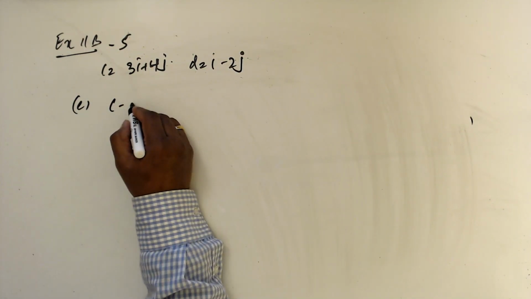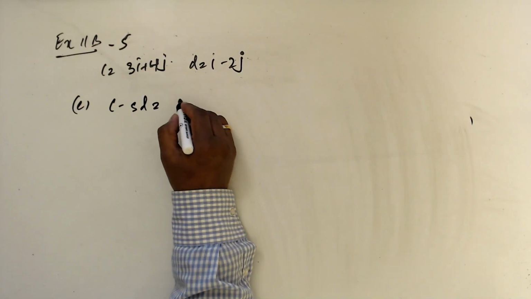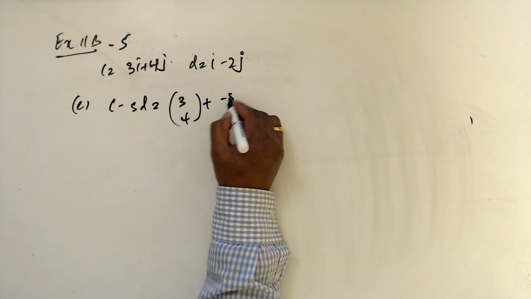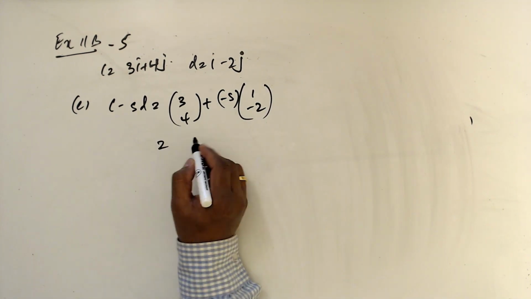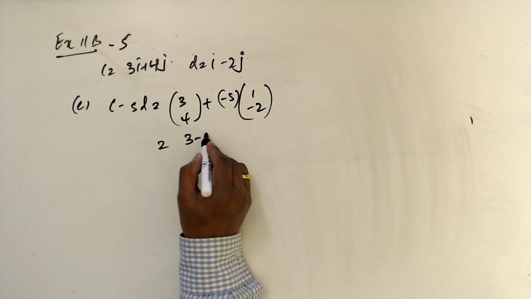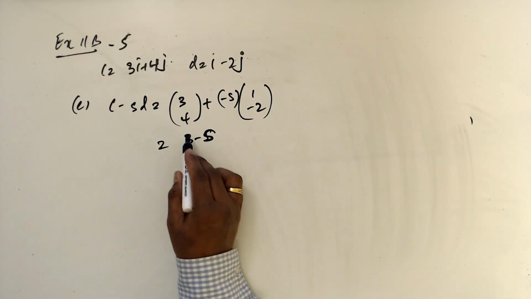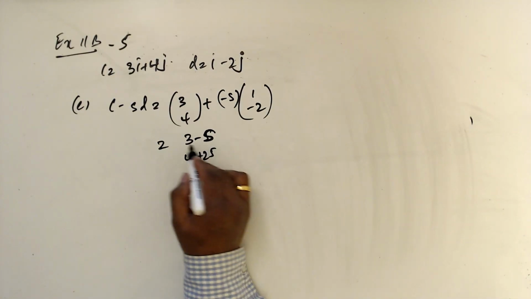C minus s d. C is 3, 4 plus minus s times 1, minus 2. So this is going to be 3 minus s and 4 minus 2 plus 2s.